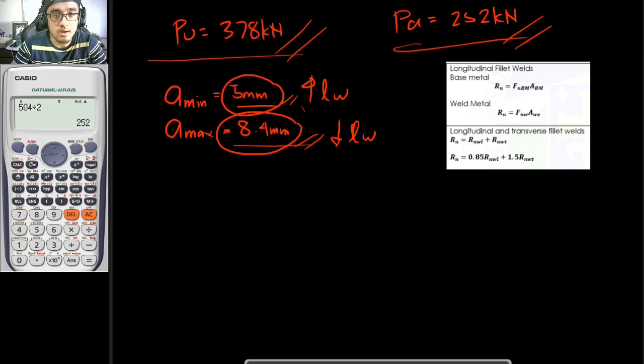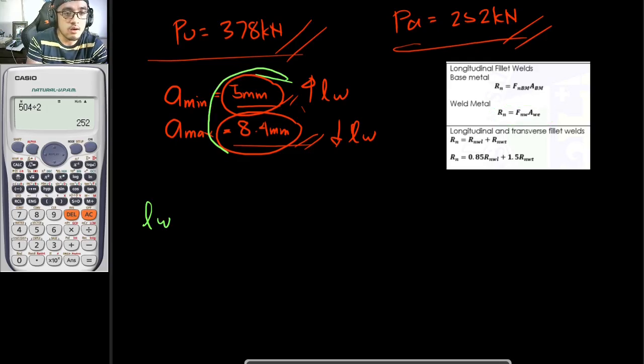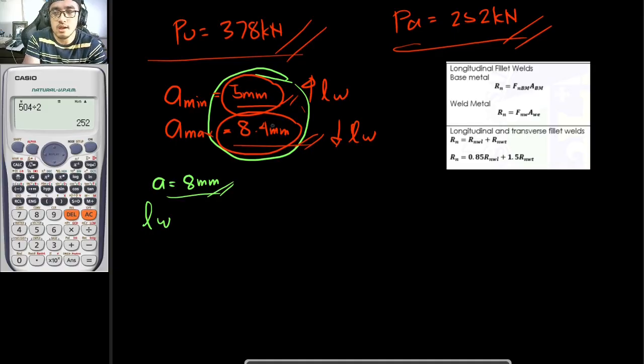Okay, so considering all of these values right here, we would now be solving for our LW. So we would be using this formula right here. From this range right here, which is 5 mm to 8.4 mm, as a designer, I think I would use 8 mm. So A is equal to 8 mm. But once again, it would be up to you on what nominal size you would choose, as long as it is in this range right here.